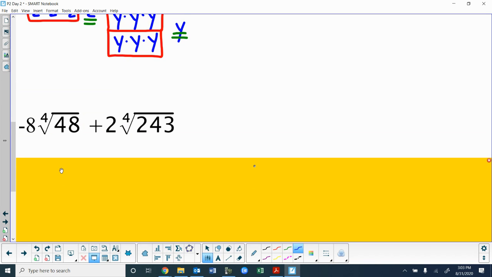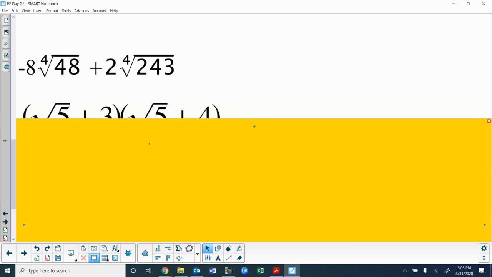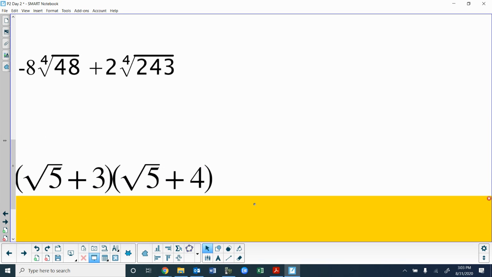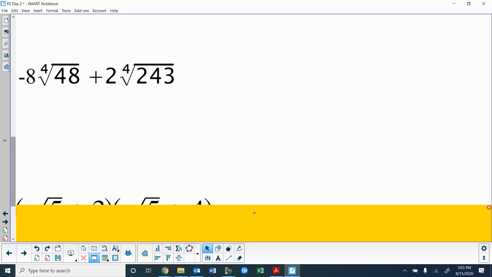Okay, here we're supposed to add these 2 radicals, so we have to simplify them first before we can add them. We've got to have like radicals. So this one has a 4 for the index, as you can see. I'll circle that as well in purple here. That's our index. So I'm looking for groups of 4.